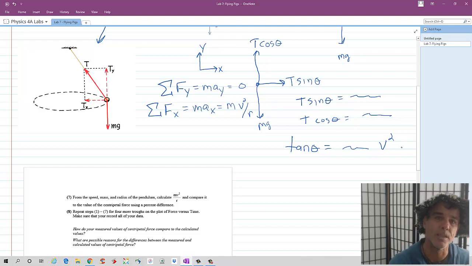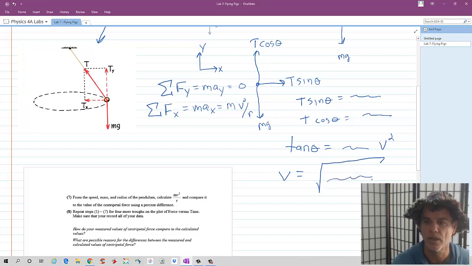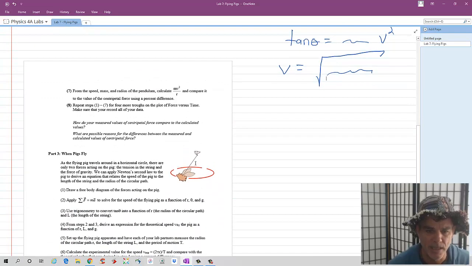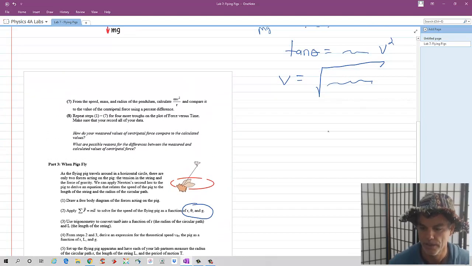So you're going to end up solving an equation for v, where you're going to have a square root of some stuff. Inside here, you're going to get just a function of r, g, and theta. So inside this, speed v equals the square root of something, you're going to have a tangent of theta, some function of r, and some function of g.